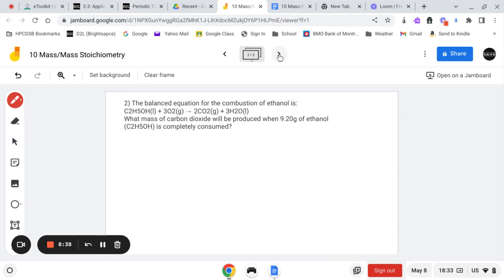Here's another example. So it says that we have the balanced equation for the combustion of ethanol. And it says what mass of carbon dioxide, so this is my unknown, will be produced when 9.20 grams of ethanol is completely consumed. So I have to start with the mass that they give me. And the first thing that I want to do is calculate the moles of that substance.